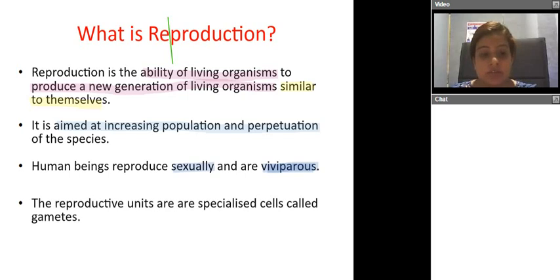The reproductive units in living organisms comprise special cells, and these are called the gametes. So the units of reproduction in human beings are gametes.